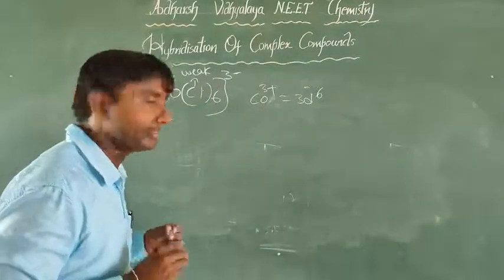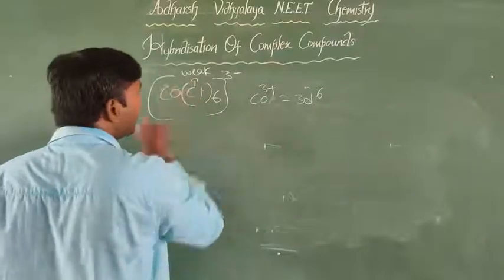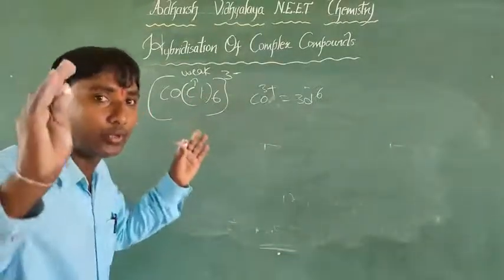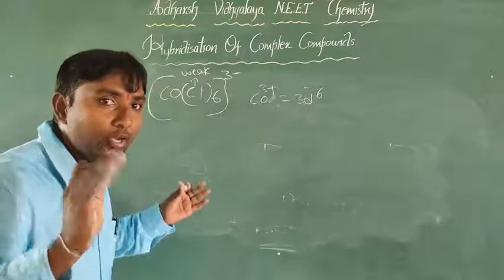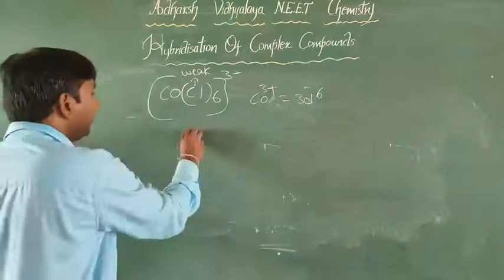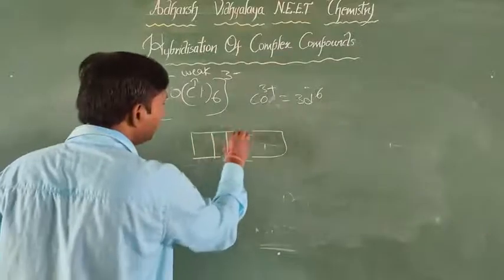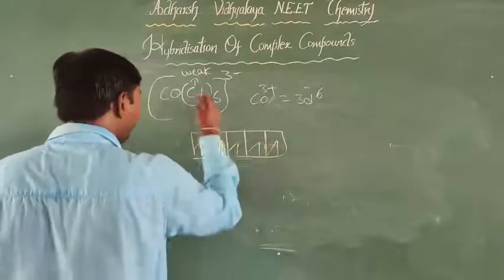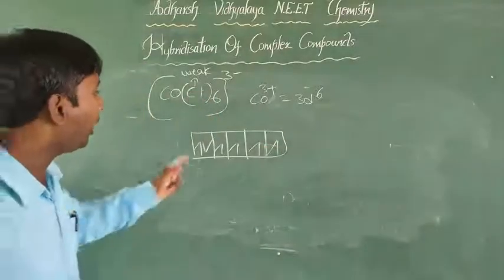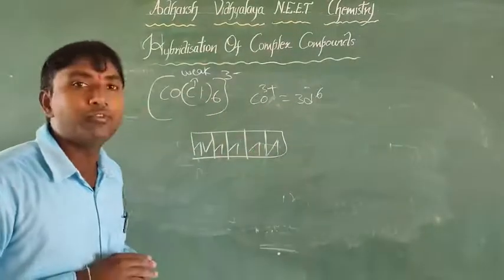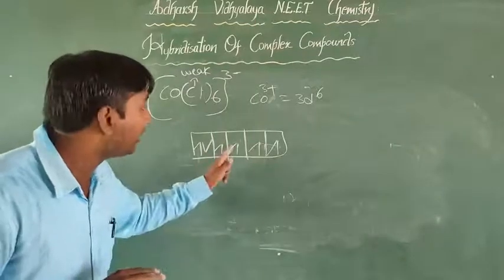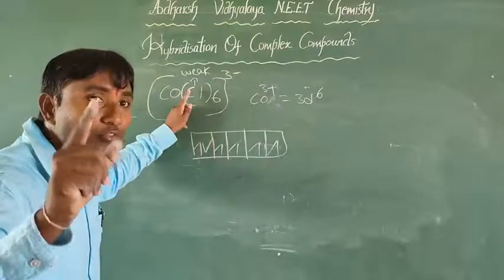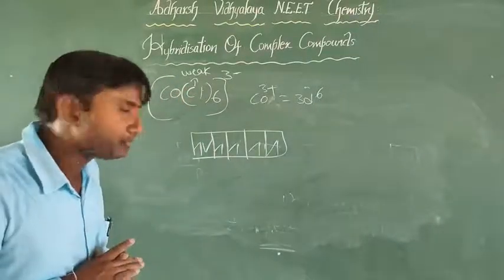3d6. In the presence of a weak field ligand, electrons do not undergo pairing. It follows Hund's rule. That's why here 1, 2, 3, 4, 5, 6. Now how many unpaired electrons are there? 4 unpaired electrons, but they are not undergoing pairing because it is in the presence of a weak field ligand.